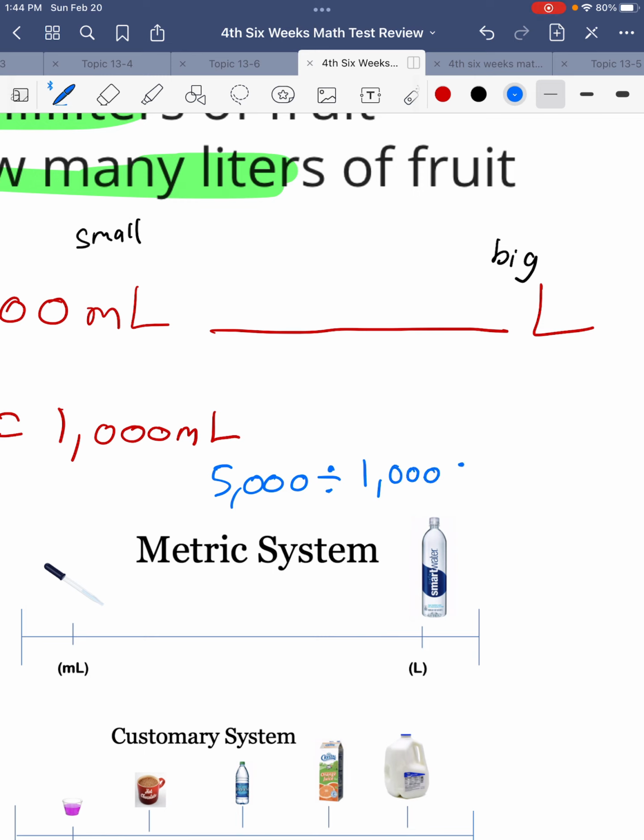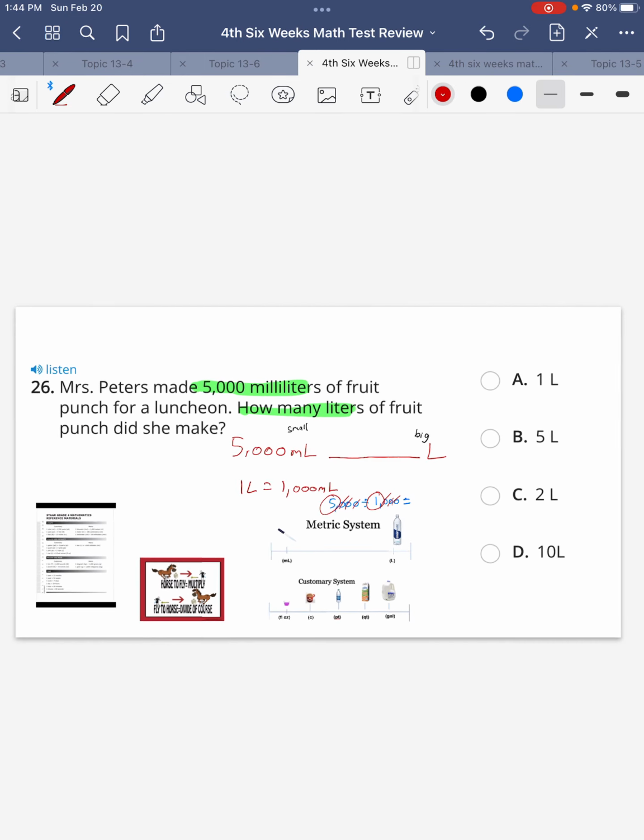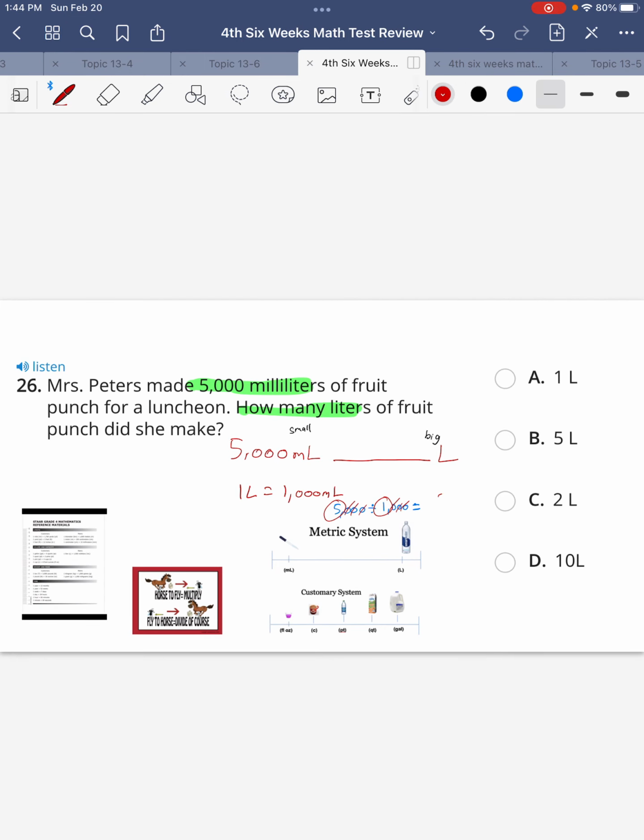1,000, okay? Now remember, when we divide numbers, you tell your zeros, I don't need you anymore. I don't want you. So you just take them away. You don't want them, you don't need them. So now you're left with 5 divided by 1, which we should know is 5. Okay, so your answer is 5 liters. That is B.